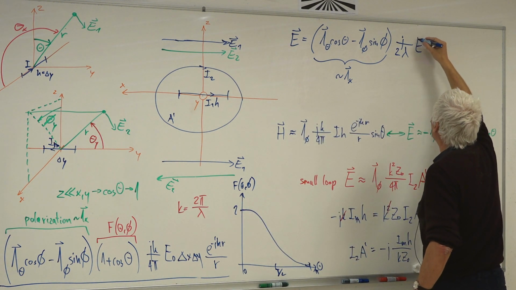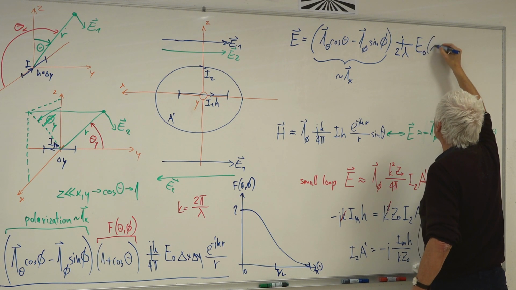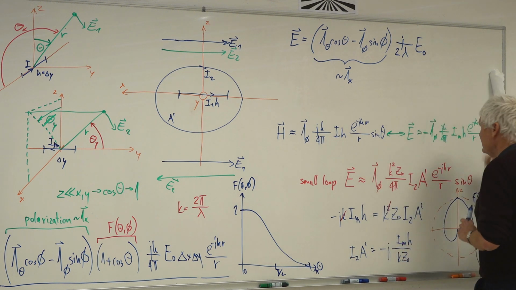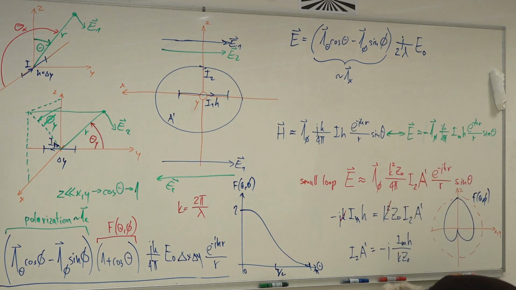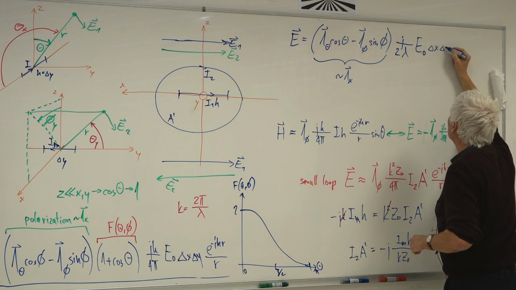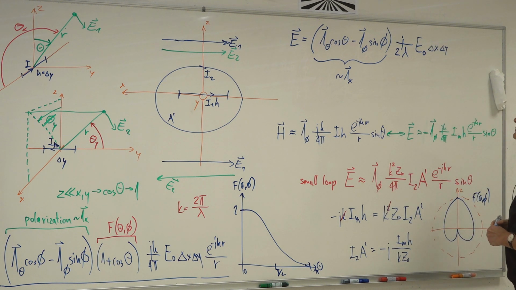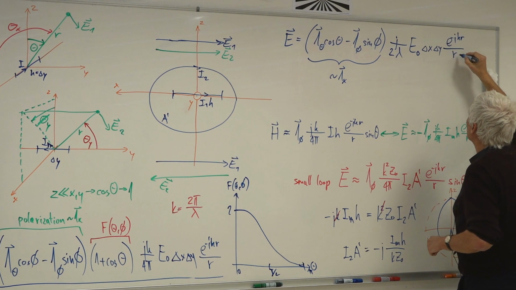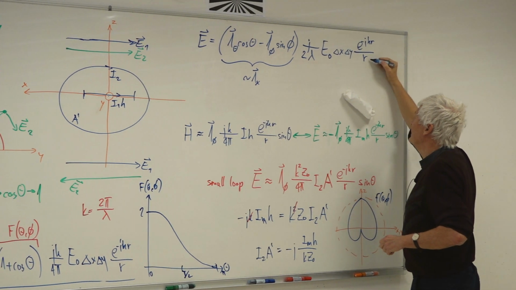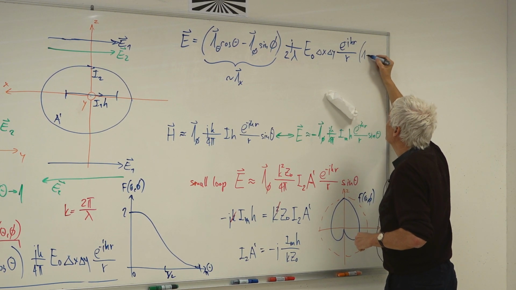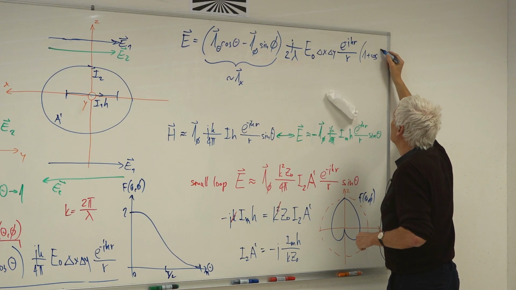It's the electric field on the aperture, and we have delta x, delta epsilon, the size of this Huygens source. We have e to the minus jkr over r. This is radiation, so delay and inversely proportional to distance. This is always true for radiation. And we have the radiation pattern 1 plus cosine of theta.